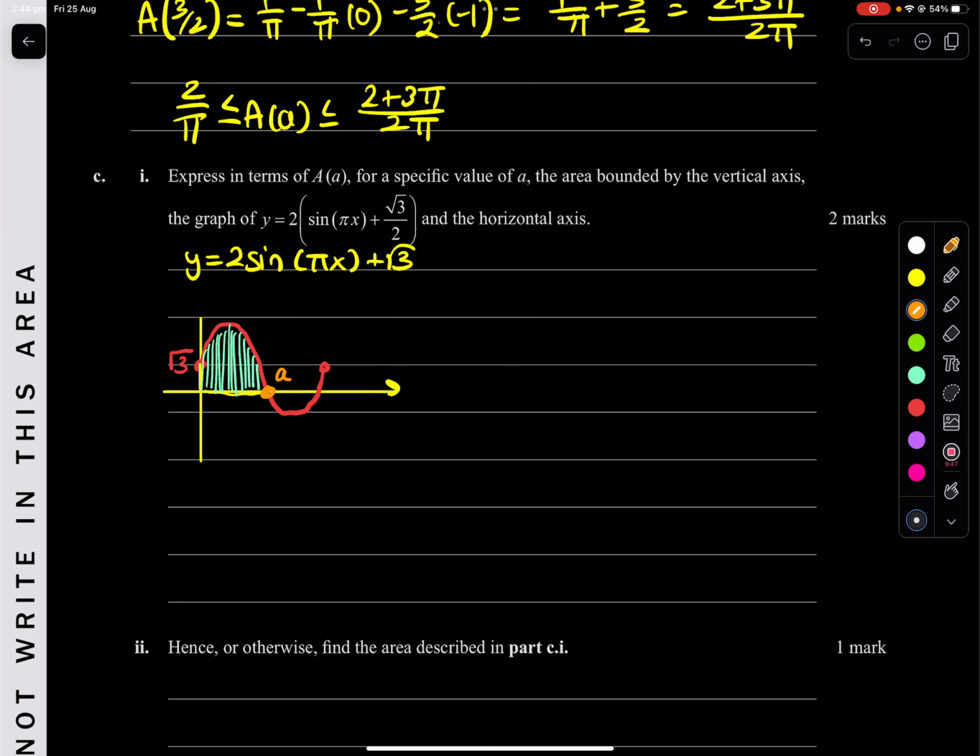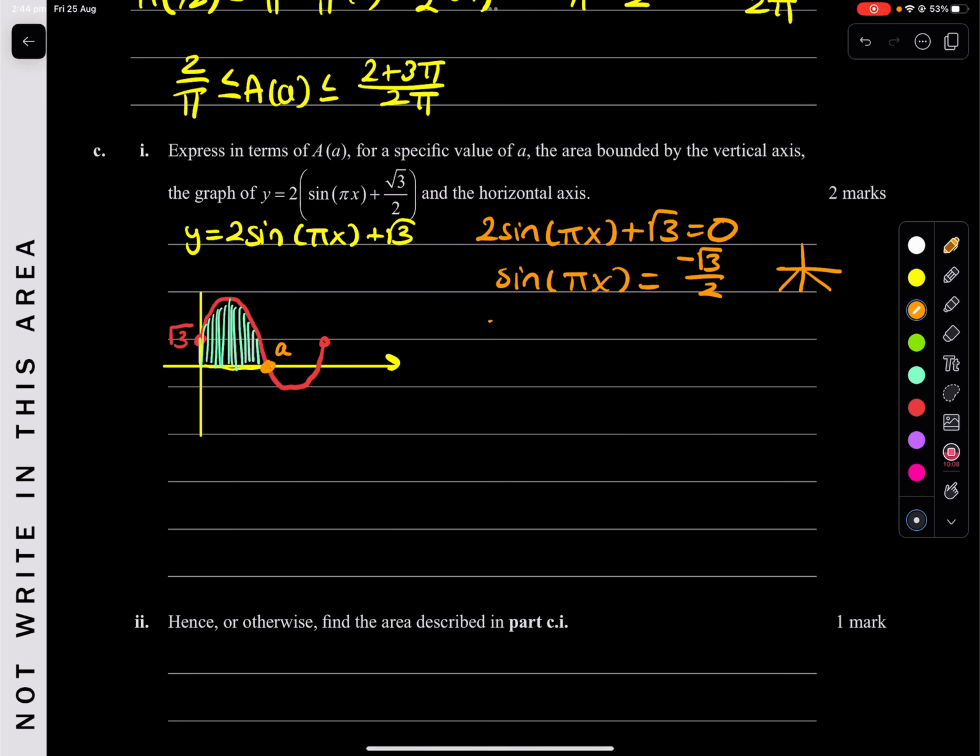So 2 sine pi x plus root 3 must equal 0. So sine pi x is negative root 3 on 2. And we know that when sine is negative, using C, A, S, T, pi x has a base angle of pi on 3. It must be in this quadrant over here, because we cannot use this one. If we used that one, we'd get this value, but we just want the first. So we want it in that quadrant.